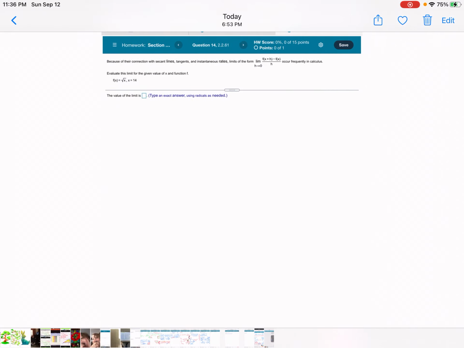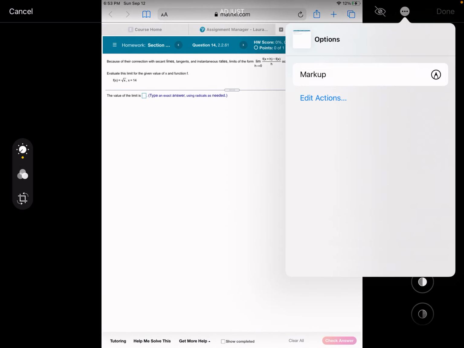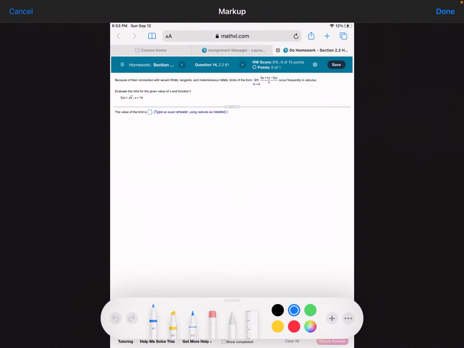All right, so let's look at number 14. It says, because of their connection with secant lines, tangents, and instantaneous rates, limits of this form occur frequently. And we actually had one similar to this in the earlier homework, and I mentioned that being the difference quotient, with h approaching 0. This is the definition of the derivative, right?